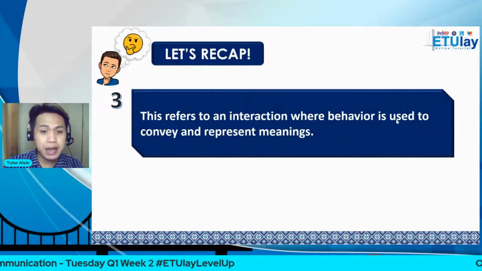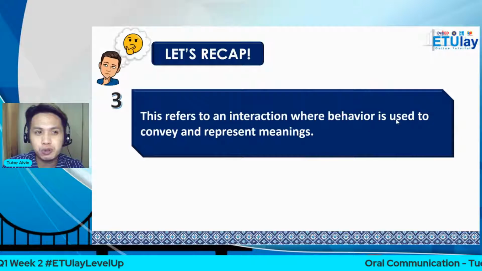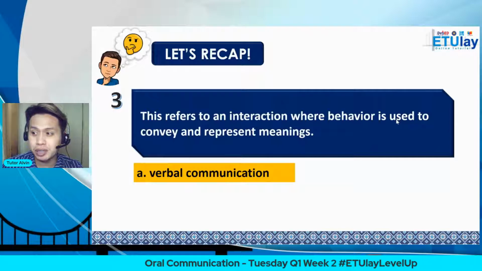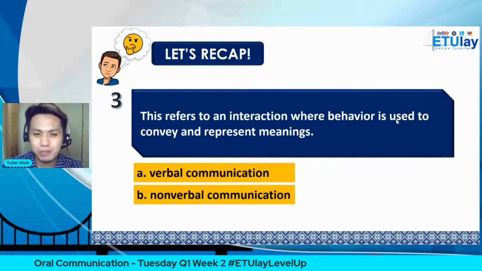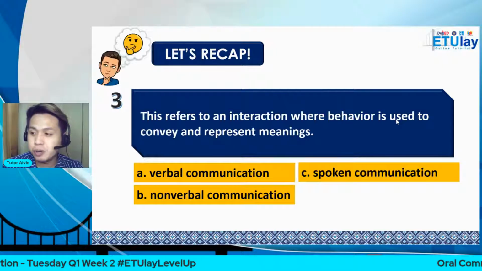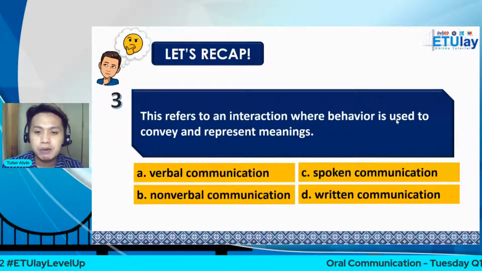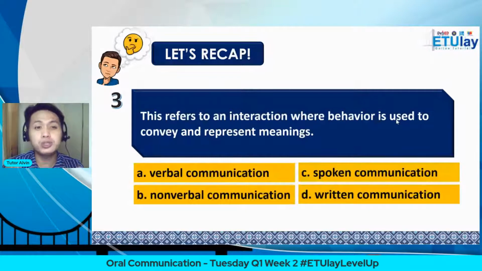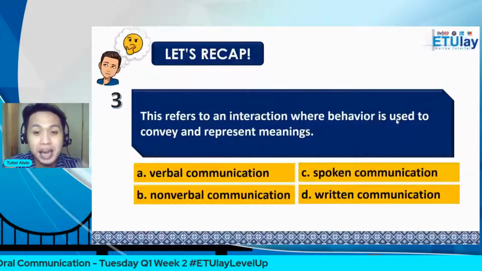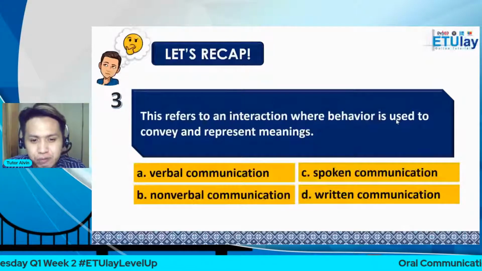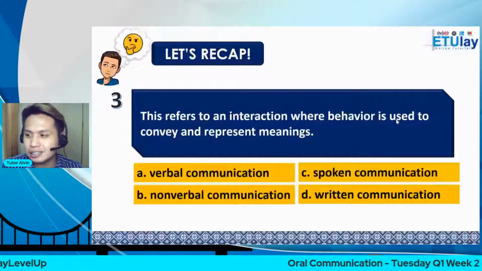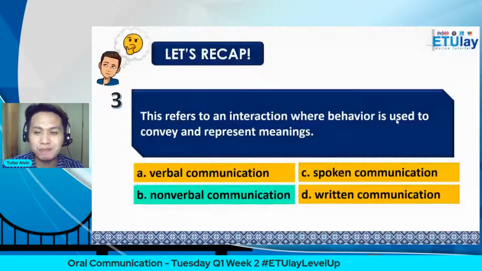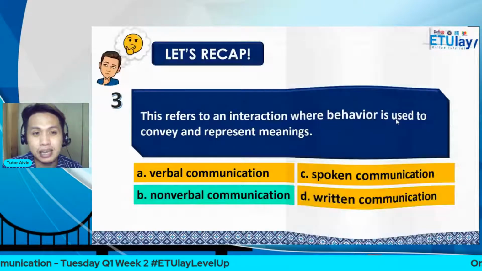The third one: this refers to an interaction where behavior is used to convey and represent meaning. Letter A, verbal communication. B, non-verbal communication. C, spoken communication. Or letter D, written communication. What kind of interaction is that, wherein you are not using words, rather you use behavior and action to convey and represent meaning? I see a lot of letter B, because B is the correct answer: non-verbal communication. Down to the second to the last one.